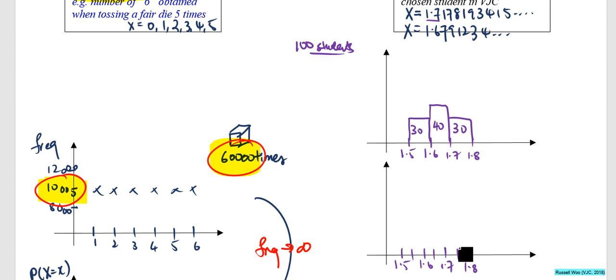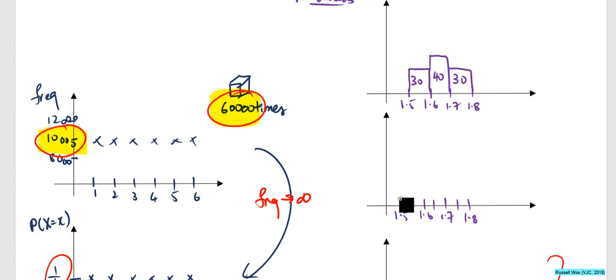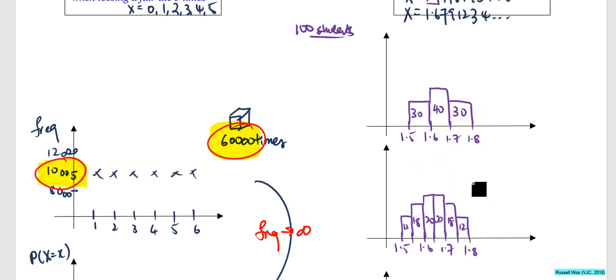Can, right? If I still sample the same 100, I may get something that looks a little bit better, like this. I may get 12 here, 18 here, 20 here, 20, 18 here, 12 here. I just break it up into smaller strips. Quite possible. Now I think we follow the trend.